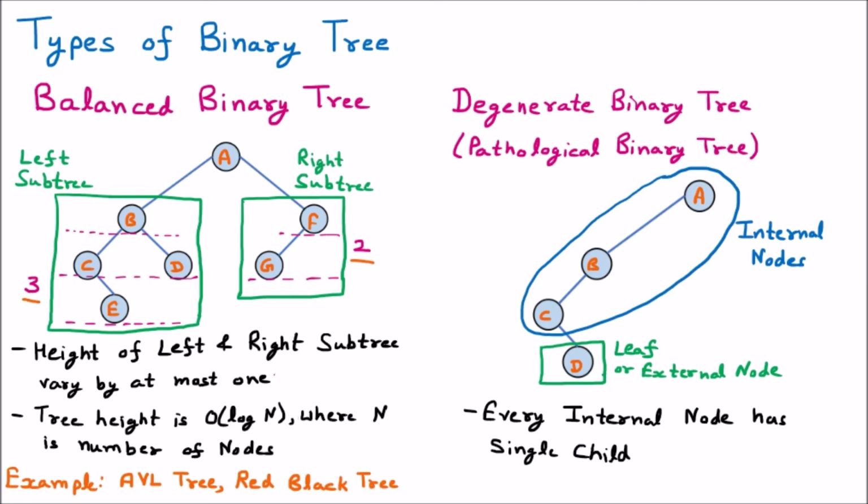a single child. So if we talk about node A, it has only one child. Talking about node B, it has one child. Talking about node C, it also has one child. So here the condition is fulfilled that every internal node has a single child. Now we are discussing the next type of binary tree, which is called the extended binary tree.